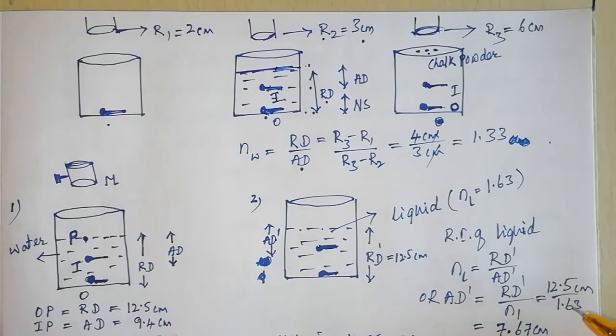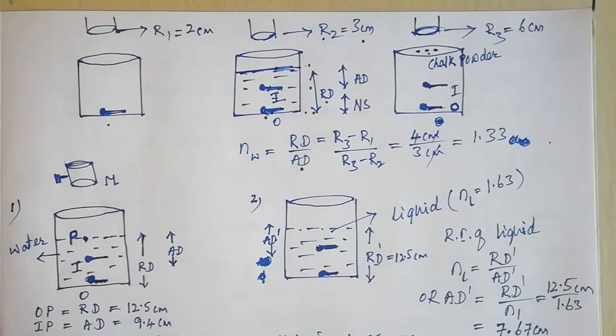The apparent depth comes out to be 7.67 centimeter. So as refractive index increases, apparent depth decreases. When the water is replaced with a liquid, the pin will go out of focus. Then the microscope has to be readjusted to focus the needle.